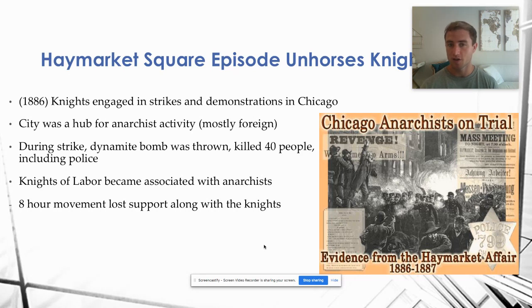They're demonstrating against the police. They're going to throw a dynamite bomb into this crowded Haymarket Square. 40 people are going to be killed, including police. Because the Knights of Labor were there, they were on the scene. They were also demonstrating, although they had nothing to do with these anarchists. They are linked with these anarchists. They are labeled as dangerous themselves. And the Knights of Labor, unfortunately, is going to start losing membership and support very, very quickly and eventually disappear.